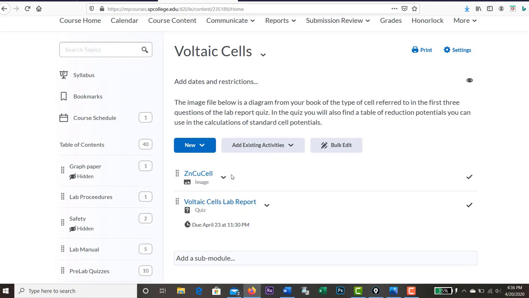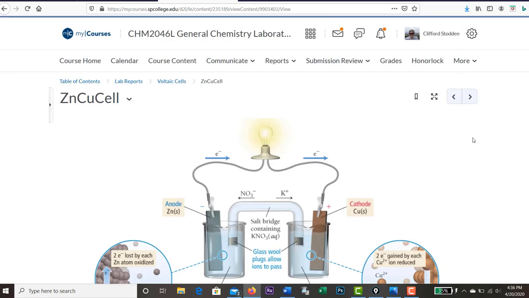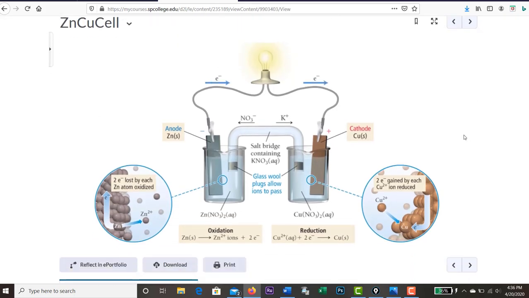You should look at the first one before you start the actual lab report. It'll help you understand what's going on, and also read the instructions here. Let's open this and see what that image is. It pops up with an image here of an electrochemical cell using two beakers as half cells, and this system has both zinc and copper in it. It's a reaction between zinc and copper ion, just like in your lab report is going to be.